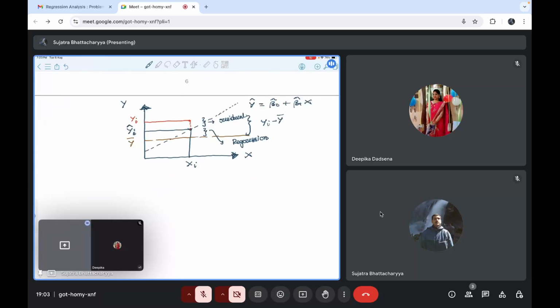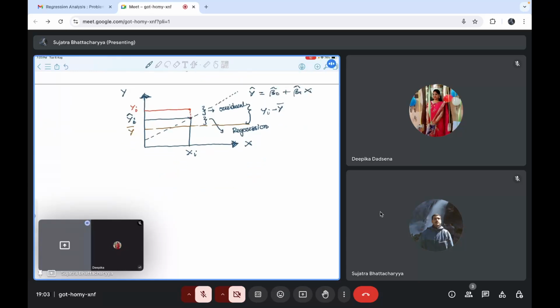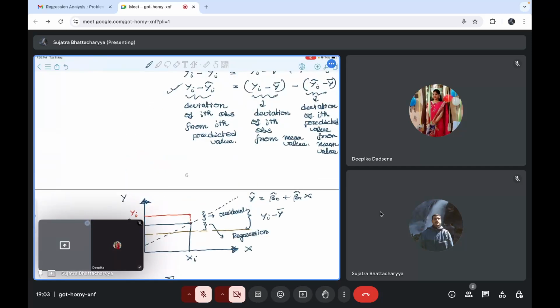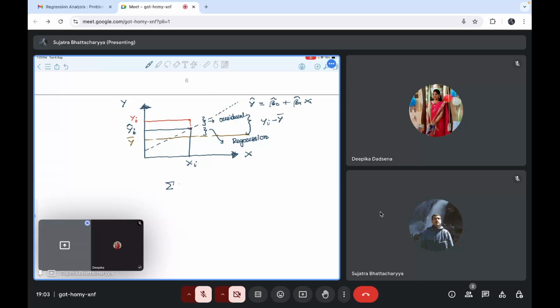Now, what we do next is we have to square it, sum and square. The above equation, what I have written here, I will square it and sum it on both sides. So summation of yi minus y bar whole square is summation of yi minus yi hat whole square plus yi hat minus y bar whole square. This is what we do, and this comes out to be the total sum of square.